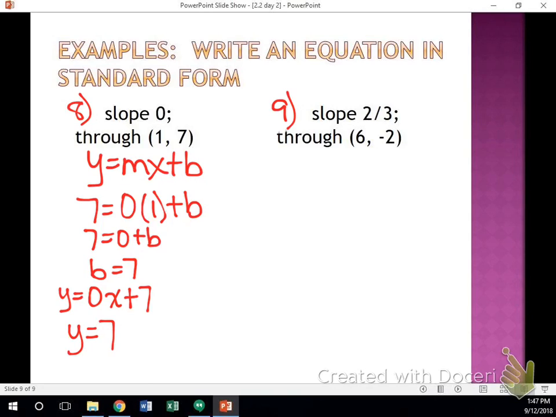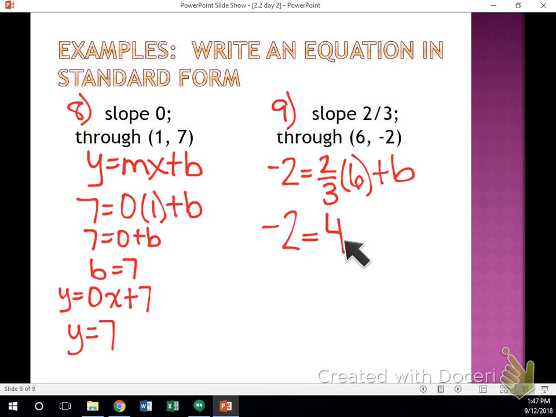Questions before we go on to 9? No. Okay. I'm hoping we're feeling like pros at this now. What am I plugging in for y? Negative 2. In for m, 2/3. In for x, 6. Wonderful. Negative 2 equals 4 plus b. So if we take 2 times 6 divided by 3, that's how we get the 4. Or, again, use a nice calculator. It'll help you out. What do we get for b? Negative 6. b equals negative 6.